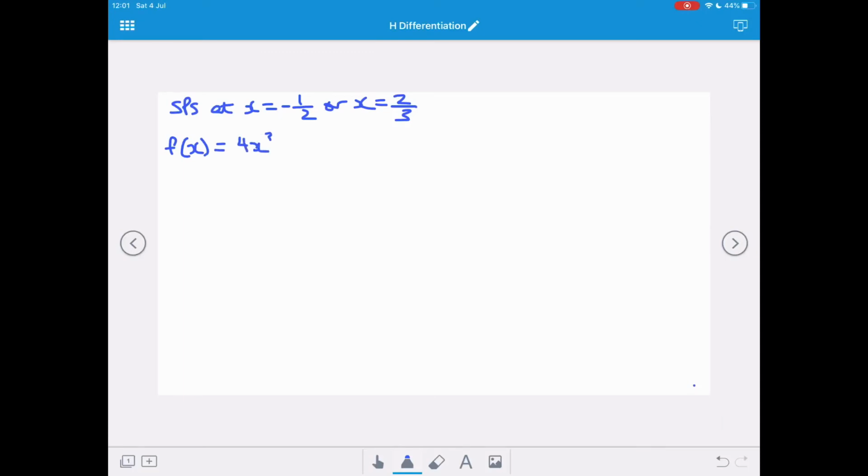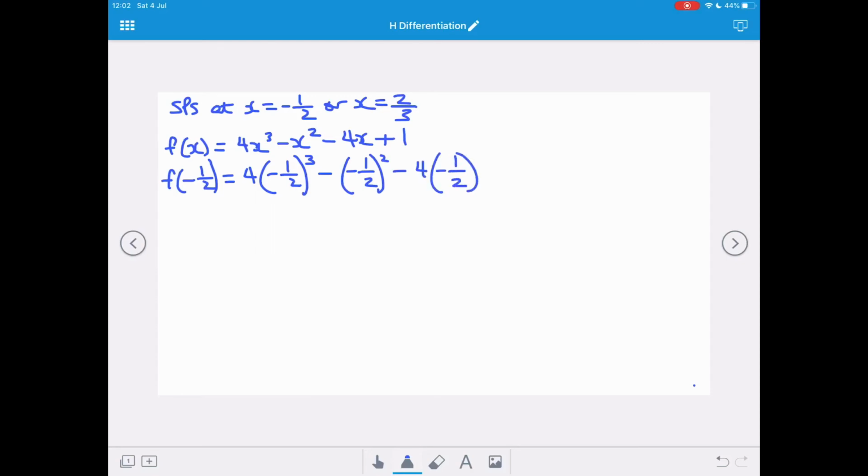So f of x was 4x cubed minus x squared minus 4x plus 1. If we evaluate f of -1/2, we're going to get 4 multiplied by -1/2 cubed minus -1/2 squared minus 4 times negative a half plus 1. And that's going to give us a value of f of negative a half of 9/4.